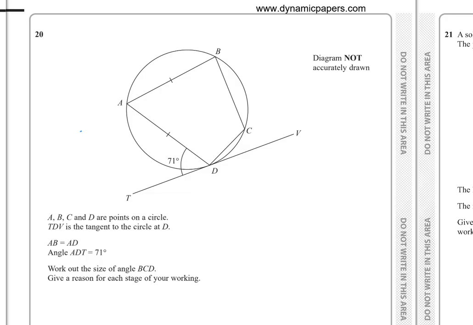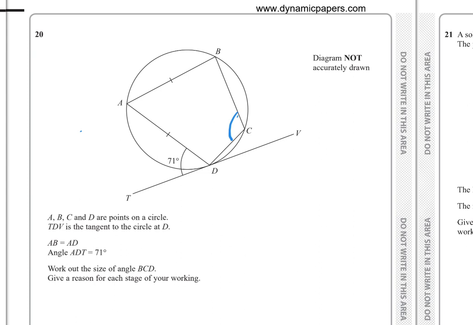20. A, B, C, and D are points on a circle. TDV is a tangent. AB equals AD. Angle ADT equals 71. Work out the size of angle BCD. So we need to find this angle. Give a reason for each stage of your working.